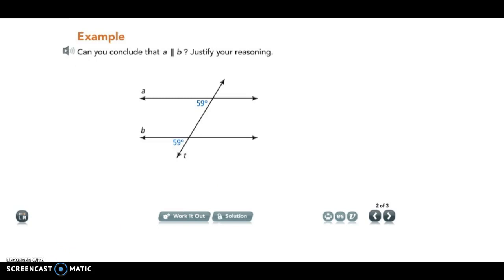So here we want to know, is A going to be parallel to B? And we have to be able to justify our reasoning. So the first thing that we're going to do is look at these two angles. You should know from topic 11.1 that these are going to be corresponding angles. Corresponding angles are always equal to each other if they are on parallel lines. So because 59 equals 59, then line A and line B have to be parallel. So we're going to say yes, they are parallel, and that is because of corresponding angles.